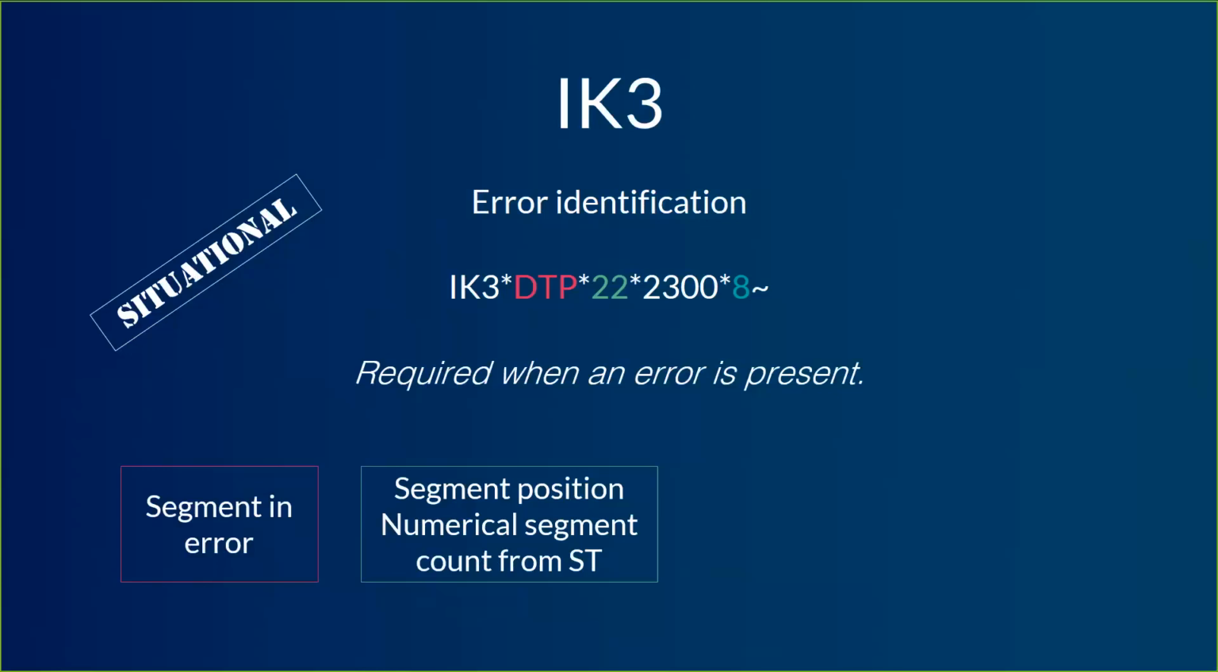Another way is you can look at the third position, which is the loop in error. In my case, it's the 2300. It narrows it down a little bit, but there still are multiple DTPs in the 2300 loop, so it's a good thing I have that segment count. And then fourth, we have the syntax error code. Again, syntax error codes will be listed in the implementation guide with their explanations.